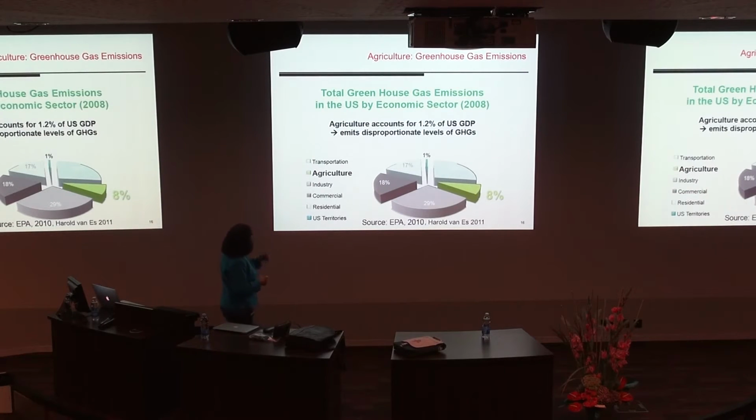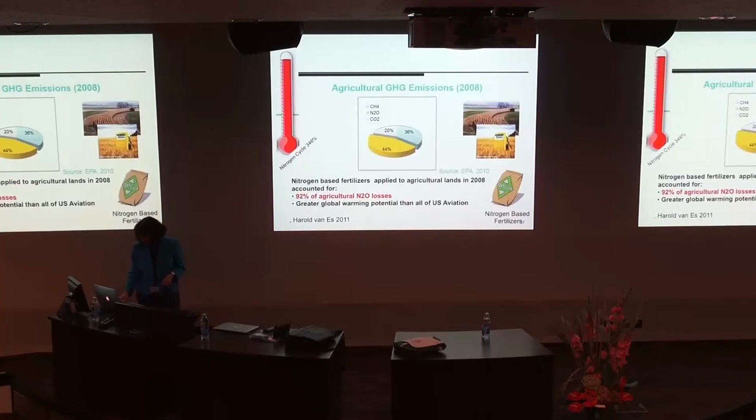Agriculture in the U.S. has a small percentage of the GDP, 1.2%, yet it contributes 8% to greenhouse gas emissions. A lot of this is due to fertilizers. 90% of the agriculture nitrogen losses come from fertilizers.